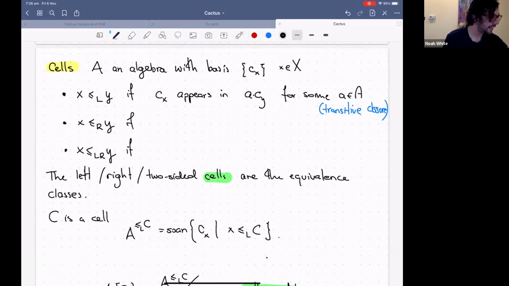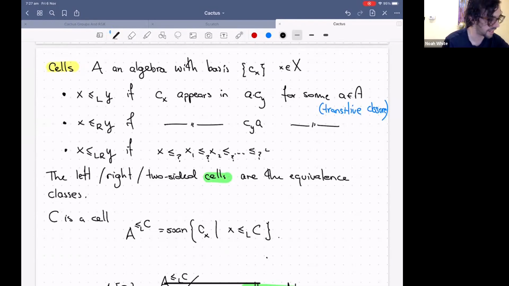For the right order, you do the same thing, except you look at the right ideal generated by this element. And for the two-sided order, this is true if X1 is less than or equal to X2 in either order. It's the union of these two orders. So I'll just write a question mark to symbolize either order. Then the left, right, or two-sided cells are just the equivalence classes in these orders.